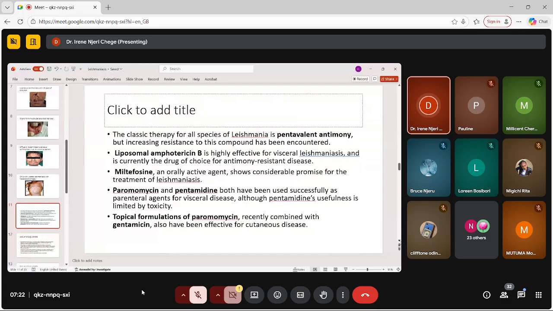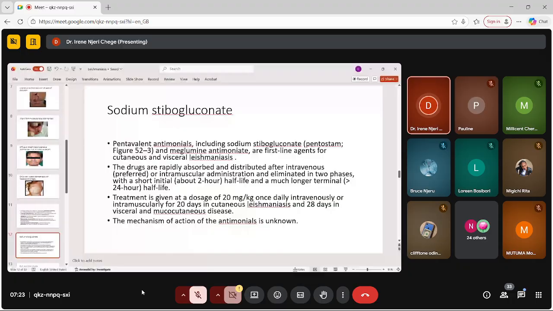So we want to look at sodium stibogluconate. It is an IV drug which is given. This organic pentavalent antimonial compound is used to treat the early non-inflamed lesions. Let me see if that's what the notes are saying. This drug, pentavalent antimonials that include sodium stibogluconate, if you go to the textbook, the book I was using at that time was Goodman and Gilman. The figure is there.